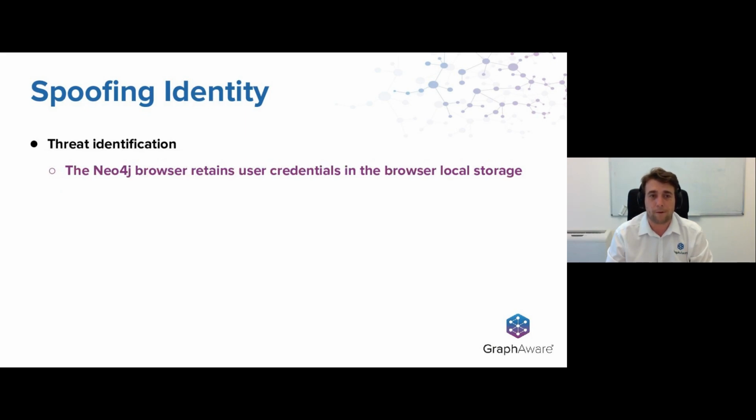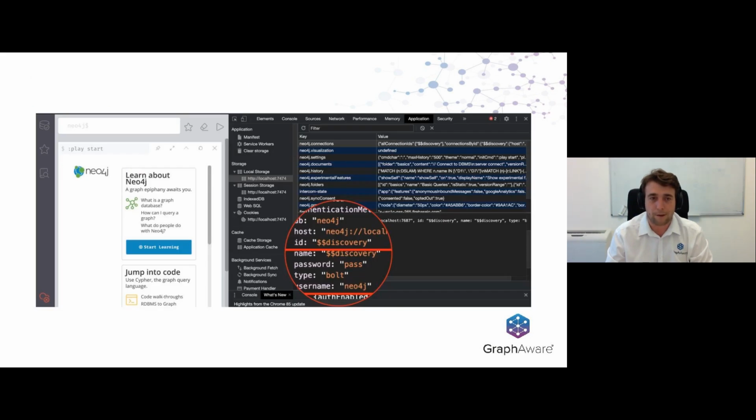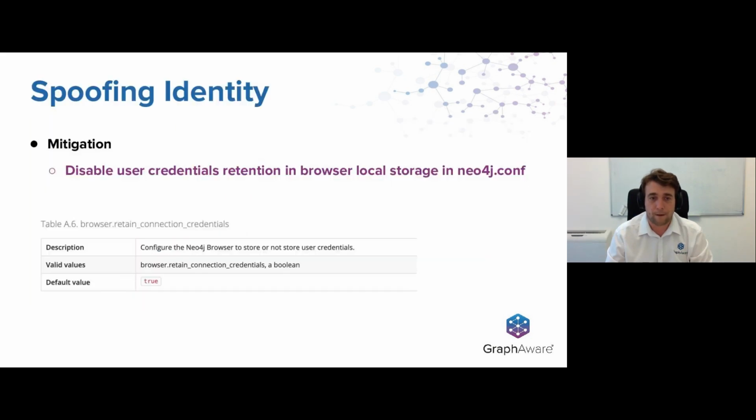Well, because the Neo4j browser retains user credentials by default in the browser local storage for improving user experience, of course. But they actually store this here. You can see, just open your Chrome developer tools, for example, and you will see that it stores in the local storage the username and password of your Neo4j connection, the Neo4j user. So what you can do to mitigate this threat is to disable the retain connection credential setting. Go to your neo4j.conf file and change the default value from true to the secure value false.